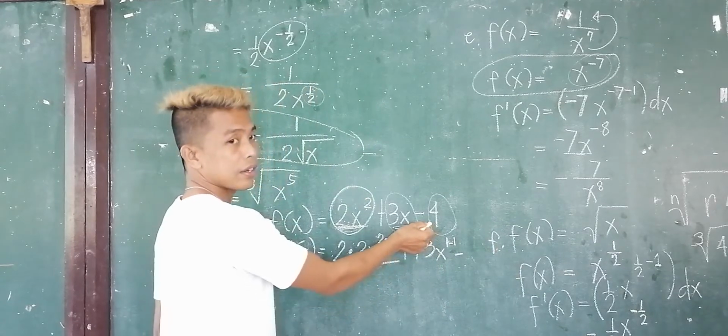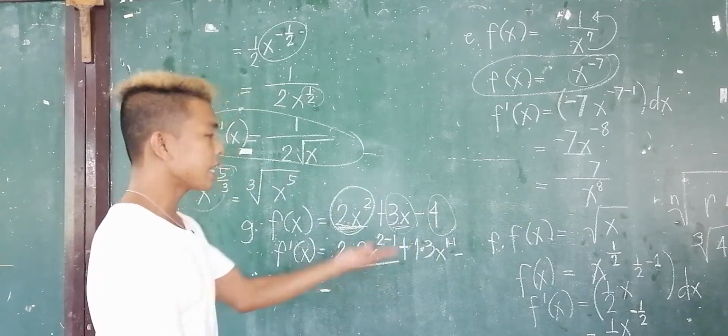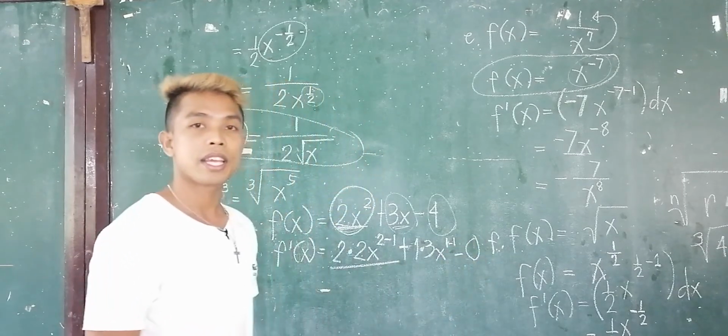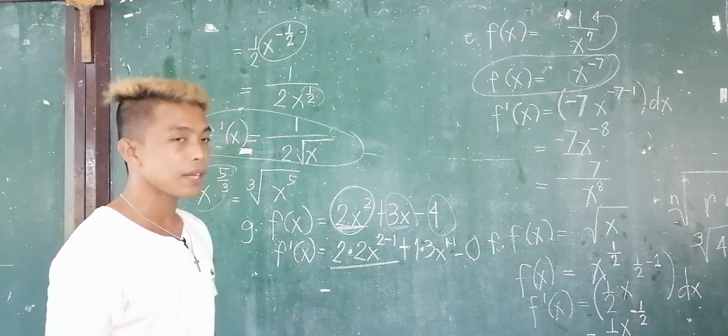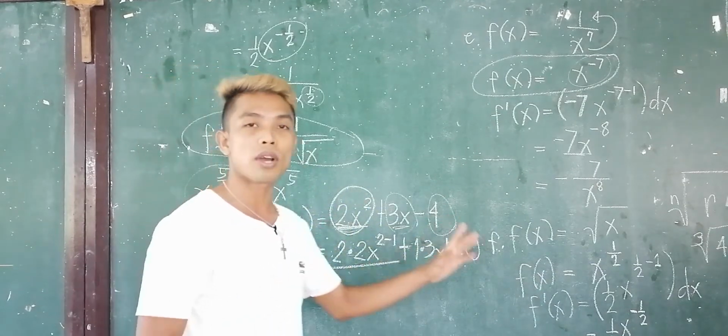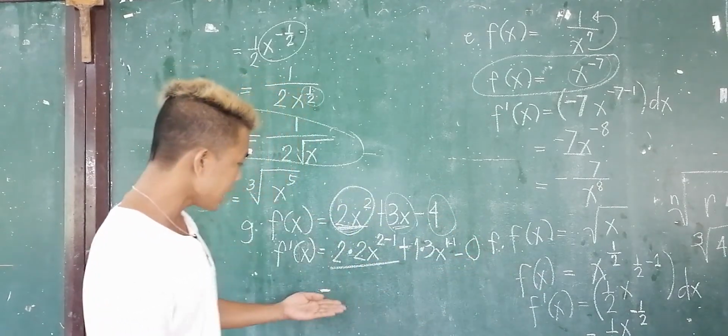Minus 4. Hindi na tayo maglalagay ng mga ganyan. Kapag constant yan, automatic ilalagay natin 0. Okay? Kapag kinukuhanan natin ng derivative ang isang constant, wala nang ibang kung ano-anong drama, isulat mo agad ang 0. Okay? Mag-simplify na tayo dito.